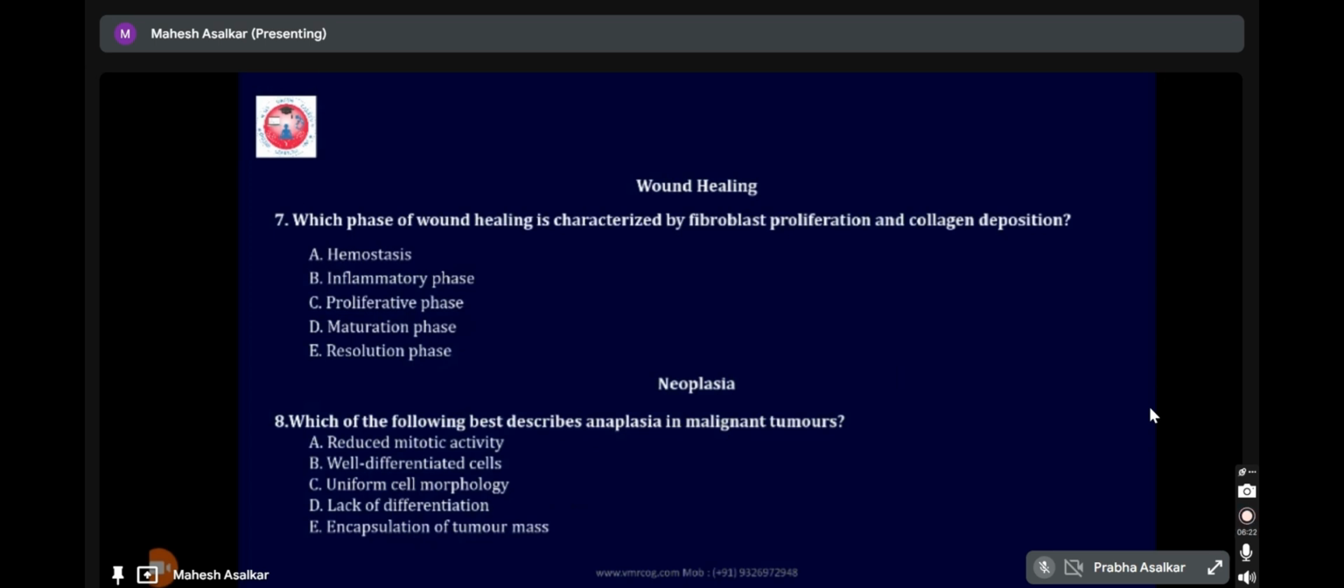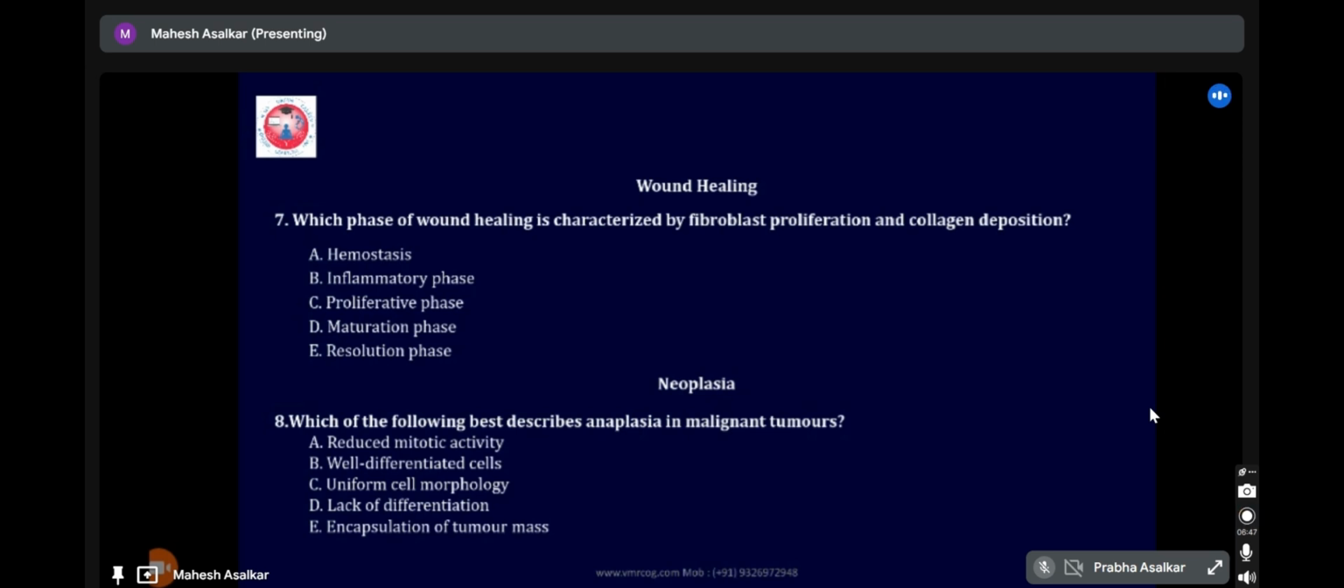Sir, option C. Proliferative phase. So fibroblast proliferation and collagen deposition are part of the proliferative phase of wound healing, and these are called general pathology topics. Two or three topics are important from this, like neoplasia, inflammation, wound healing, and apoptosis. These particular things you should remember. Go ahead with the next question.